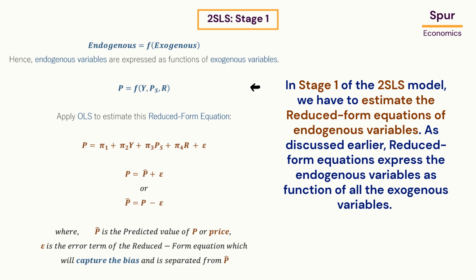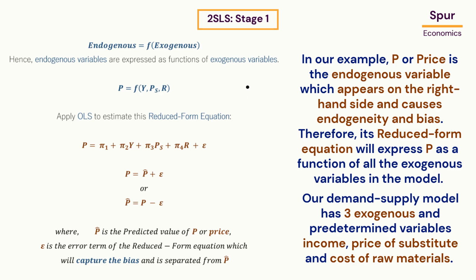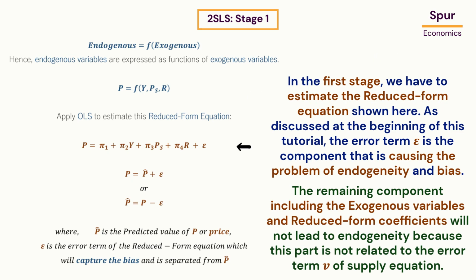In stage 1 of the 2SLS model, we have to estimate the reduced form equations of endogenous variables. As discussed earlier, reduced form equations express the endogenous variables as a function of all the exogenous variables. In our example, P or price is the endogenous variable which appears on the right-hand side and causes endogeneity and bias. Therefore, its reduced form equation will express P as a function of all the exogenous variables in the model. Our demand-supply model has three exogenous and predetermined variables: income, price of substitute and cost of raw materials. In the first stage, we have to estimate the reduced form equation shown here.